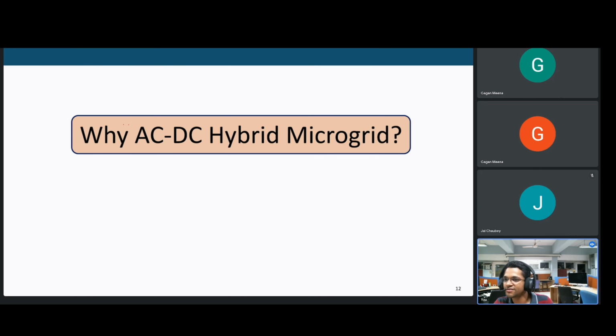So the next one is, why do we go for AC-DC hybrid microgrid? Can you tell? The word hybrid means it will get the benefit of both. Yes, so what is the benefit of both? What different benefits are these two providing?